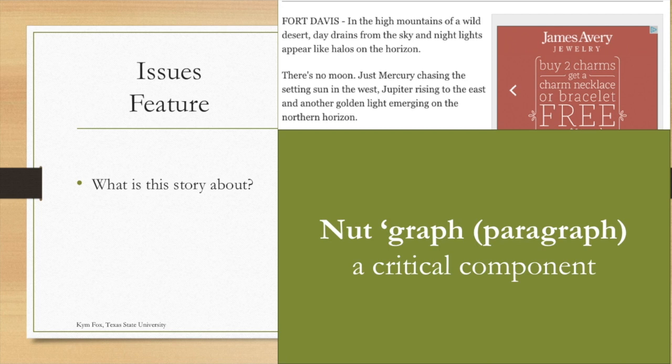So let's take a look at this story, and it's an example of a feature story that needs a nut graph. So the lead is Fort Davis. In the high mountains of a wild desert, day drains from the sky and night lights appear like halos on the horizon. There's no moon, just Mercury chasing the setting sun in the west, Juniper rising to the east, and another golden light emerging on the northern horizon.